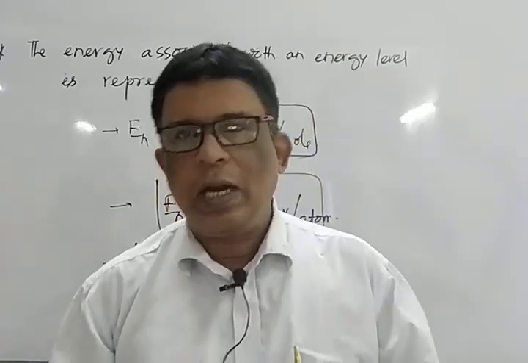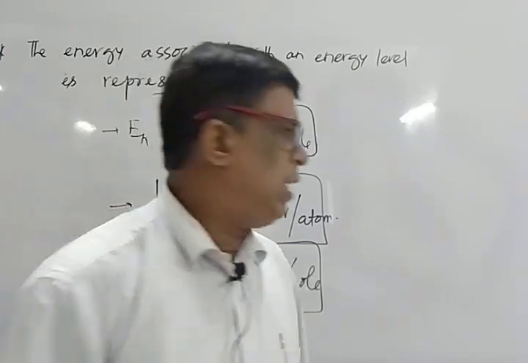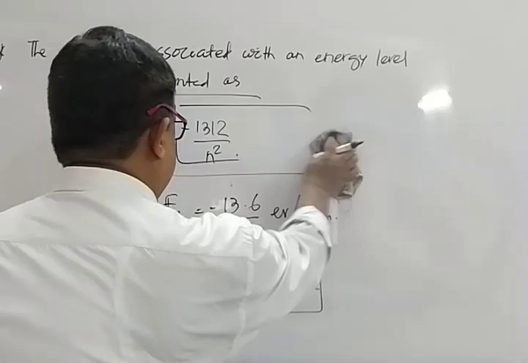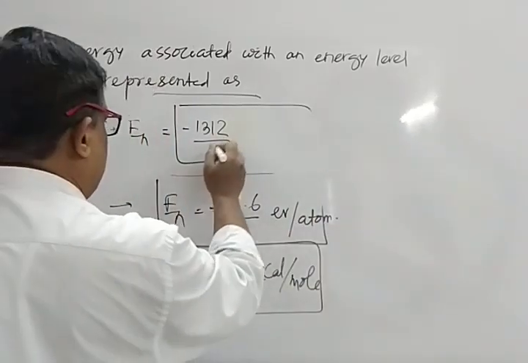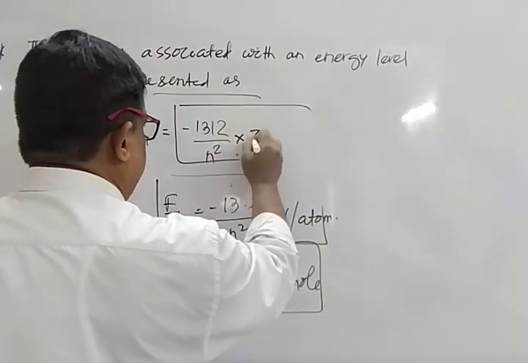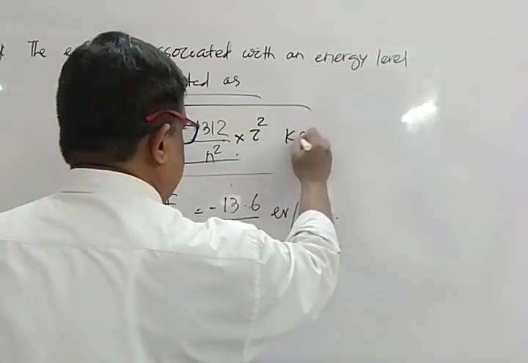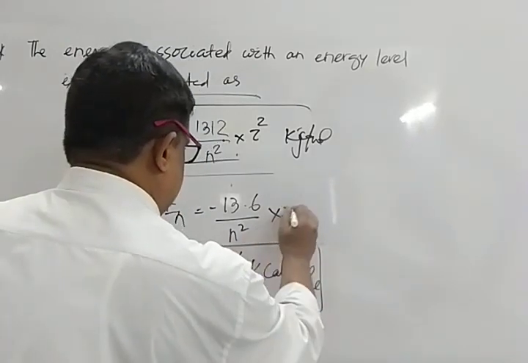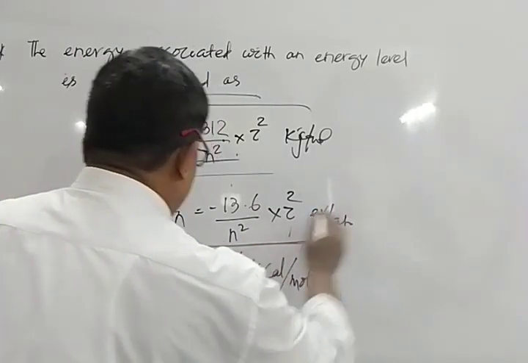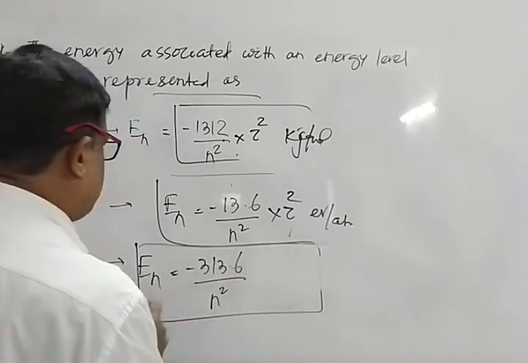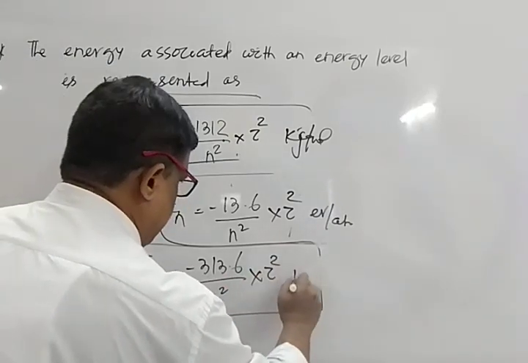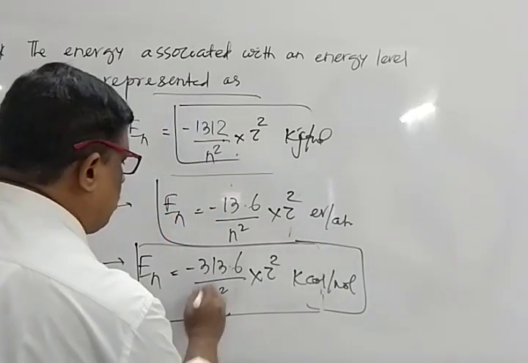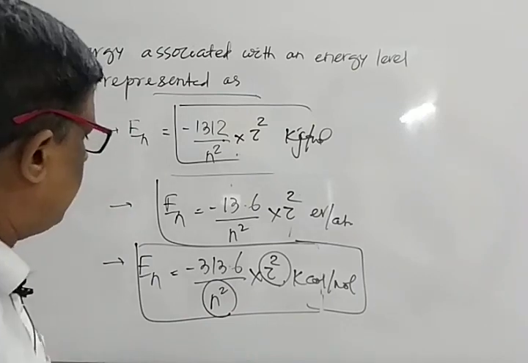And if we calculate for hydrogen-like species, then we have to multiply by another term, that is Z square. Mark that. En is equal to minus 1312 into Z square by n square kilojoule per mole, or Z square in electron volt per atom, and for hydrogen-like species also in kilocalorie per mole. Here two terms are there, one is Z and one is n.